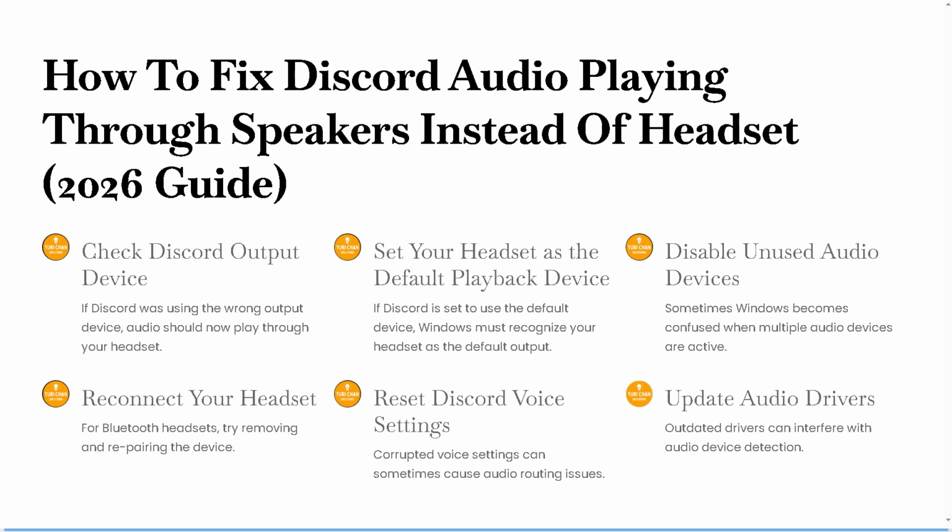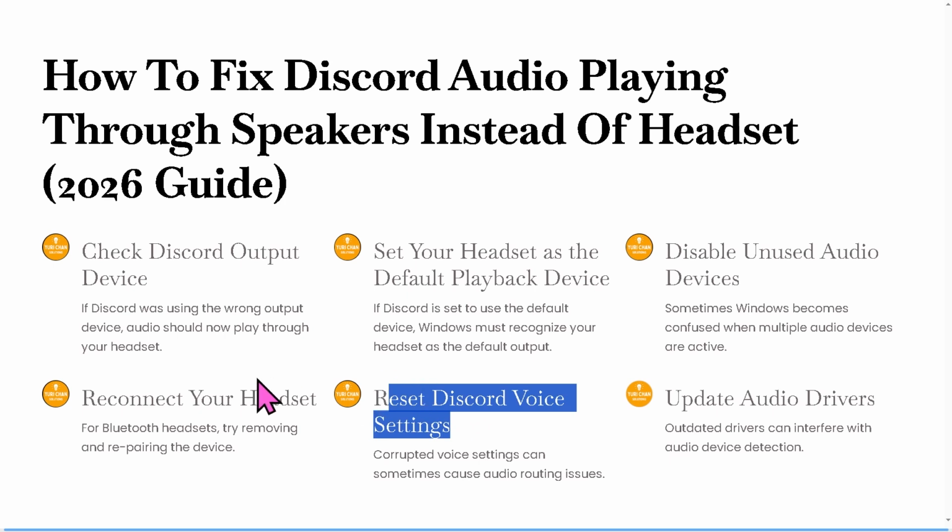Now, do not forget to reset the Discord voice settings. Corrupted voice settings can sometimes cause audio routing issues. So again, open Discord settings, go to voice and video, scroll to the bottom, click reset voice settings and confirm the reset. Reconfigure your headset and microphone and test the Discord audio again after the reset.